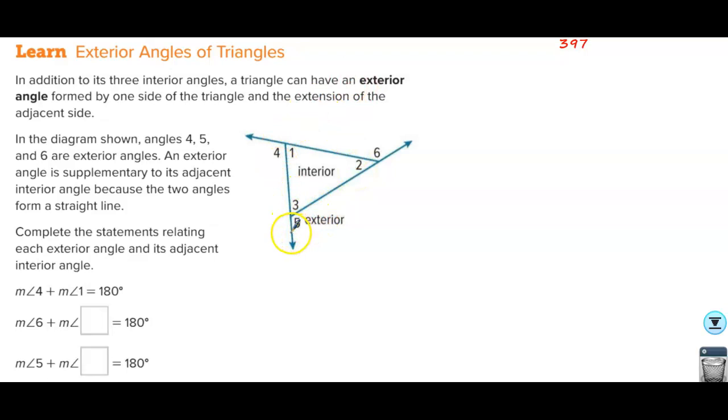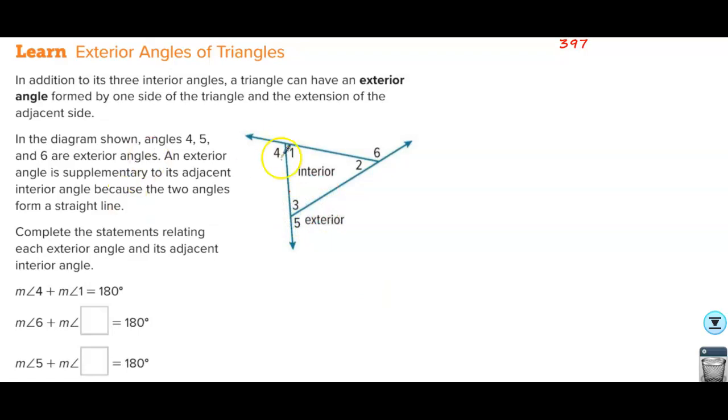Here's why. Doesn't 5 and 3, don't those add up to 180 degrees? All right, so if you add 3 to both of these two, doesn't that equal 180 degrees? So if 3 plus 1 plus 2 is 180 degrees, and 3 plus 5 is 180 degrees, doesn't 5 equal 1 plus 2? It does, okay? And so we can use the concept of the exterior angle to solve for missing angles in a triangle, right?